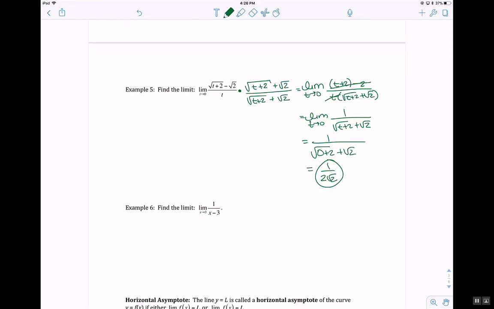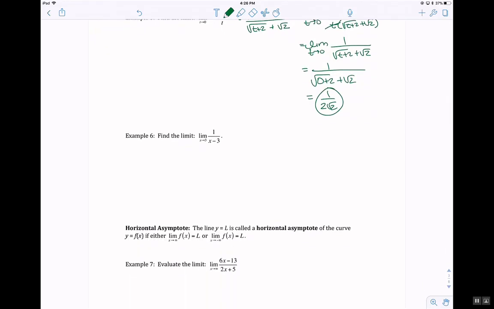Next is example 6. There's really nothing I could do, but this is a vertical asymptote. So when I take the limit as x approaches 3 from the negative side, and I look at the graph of this, I'm actually going to get negative infinity, and we'll look at the graph in just a second. And then we'll get positive infinity coming from the right.